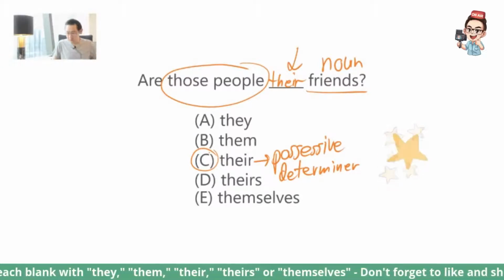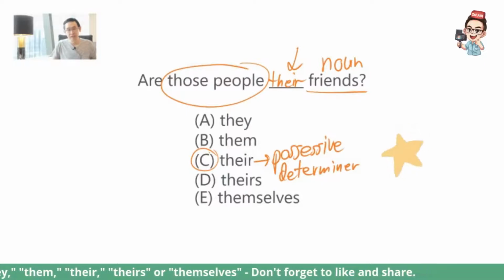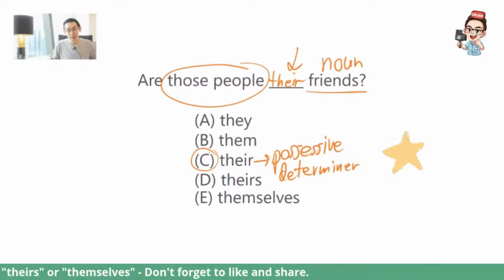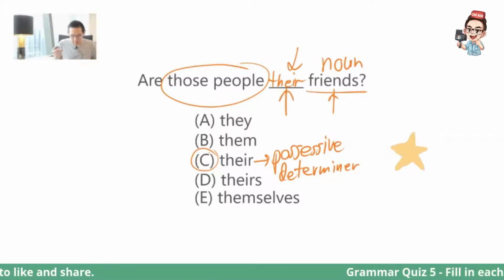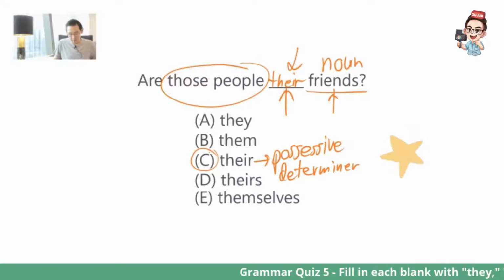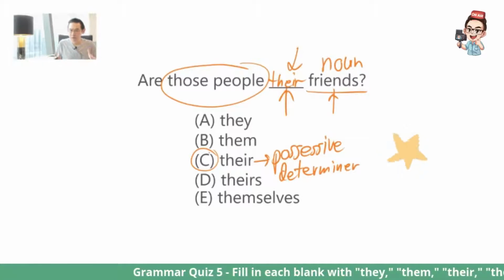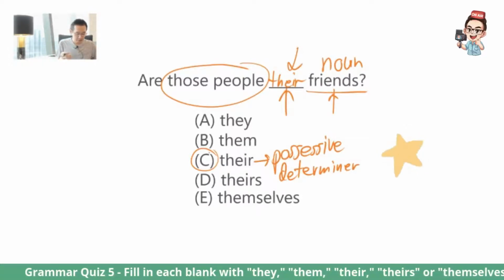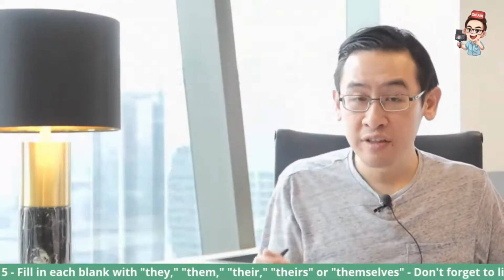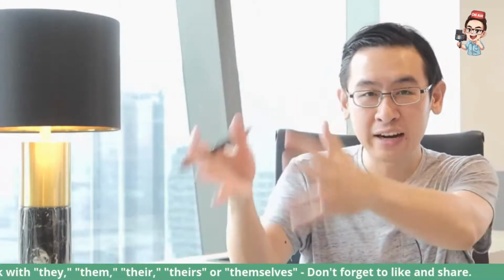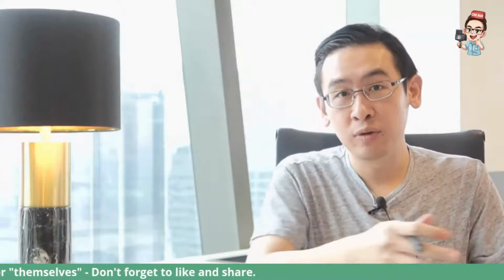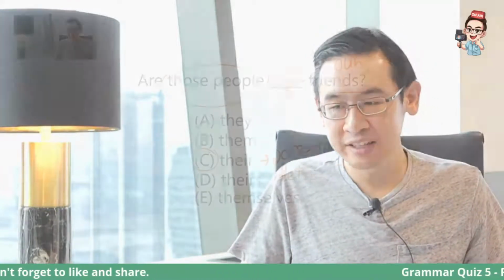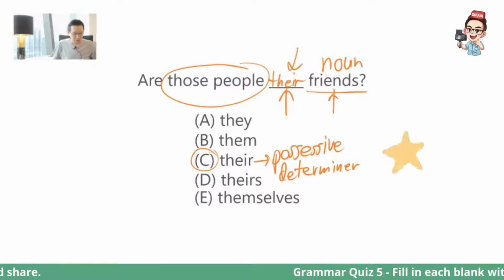So, we use a possessive determiner in front of a noun to show ownership. So here is the noun friend, and we put that possessive determiner there in front. So we know that we are talking about whose friends? Well, their friends. Like, are those people their friends? You want to know whether that group of people are friends of them, another group, or not. Okay, so we say their in this case, and it's in front of a noun. So well done to all of you.